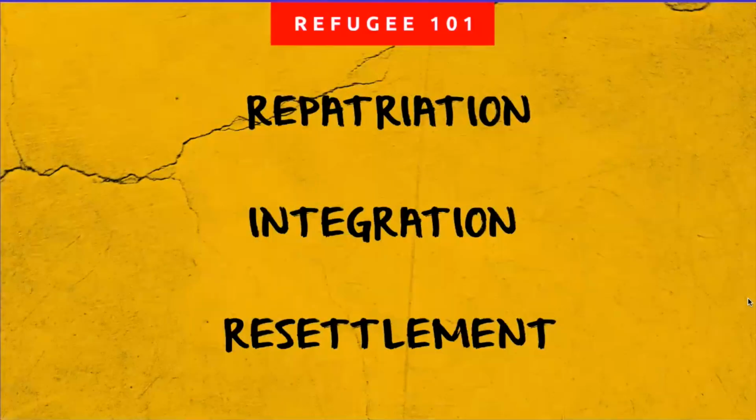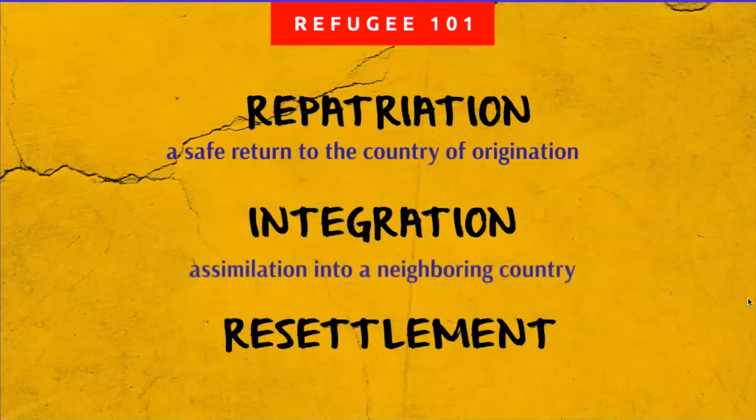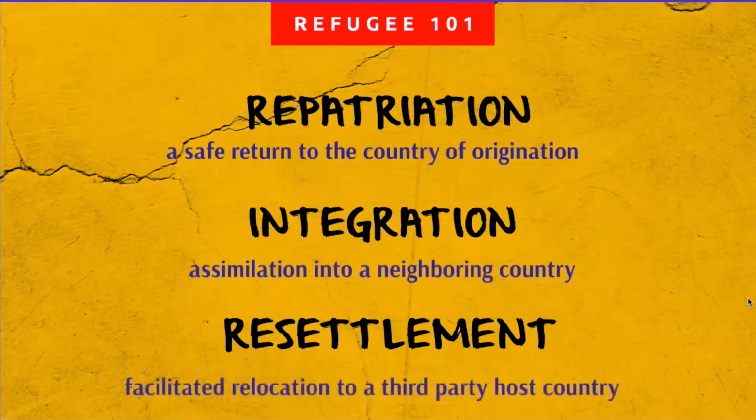Once refugee status eligibility has been established, the UNHCR considers 3 durable solutions. 1, repatriation back into the country of origination. 2, integration into the neighboring country where asylum was sought. And 3, resettlement to an agreeing third-party country.